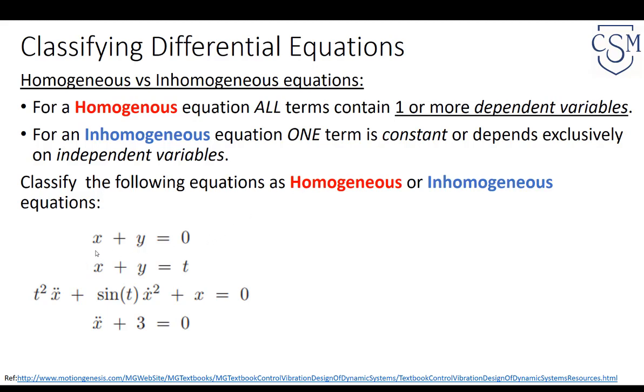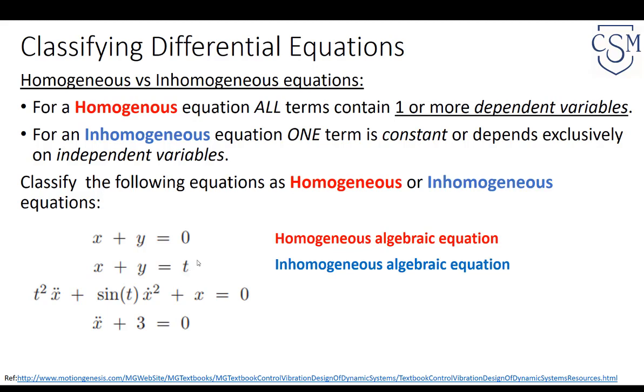The first set of equations has x and y. These are both dependent variables, typically dependent on time. We see 0 here. Oftentimes that is the case for homogeneous equations. So this is a homogeneous algebraic equation. In the second set of equations, it has x, y, and the independent variable t. So this would be an inhomogeneous algebraic equation.